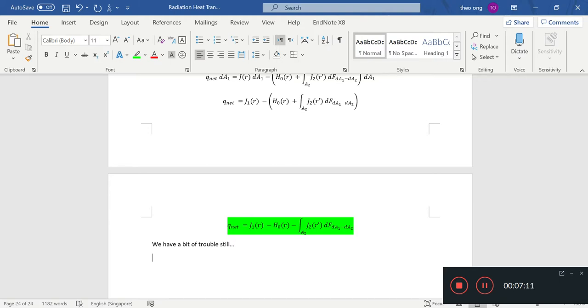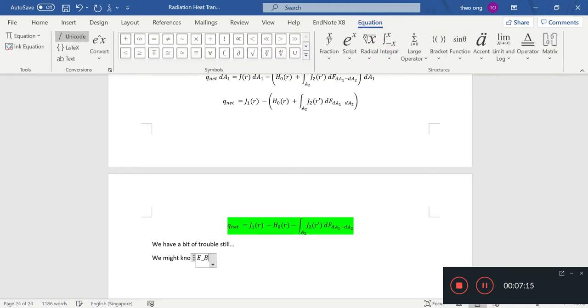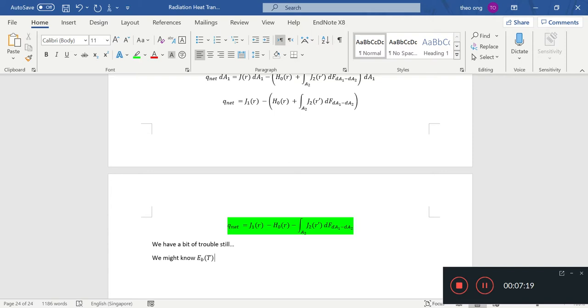We might know, let's say, EBT, right? That's well and good. And that will give us the intensity, right? But we don't know the radiosity necessarily.